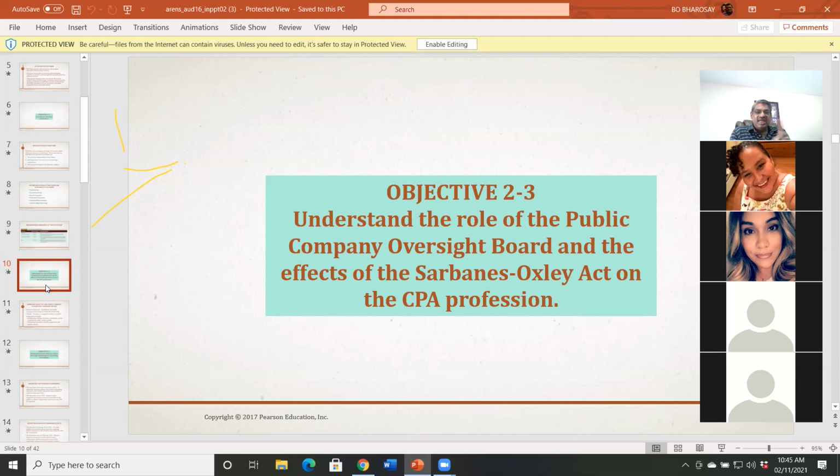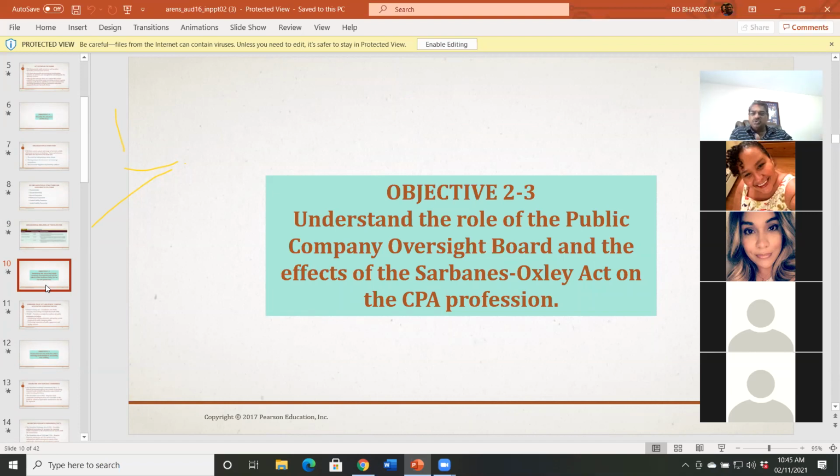Every public company has to belong to that Public Company Oversight Board. And that Public Company Oversight Board regulates the accounting profession as applicable to public companies. Now, a lot of the standards that the Public Company Oversight Board adopted are the AICPA auditing standards. And then they add some to it.